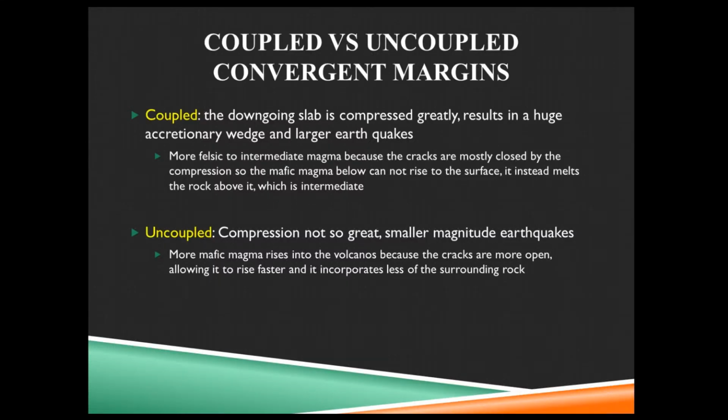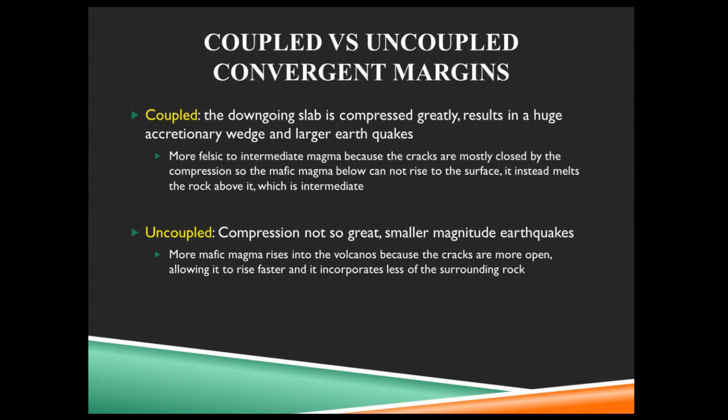Now we can have coupled and uncoupled downgoing slabs. It'll create different stress regimes. A coupled downgoing slab has high compression, creates large to huge accretionary wedges, much stronger earthquakes.